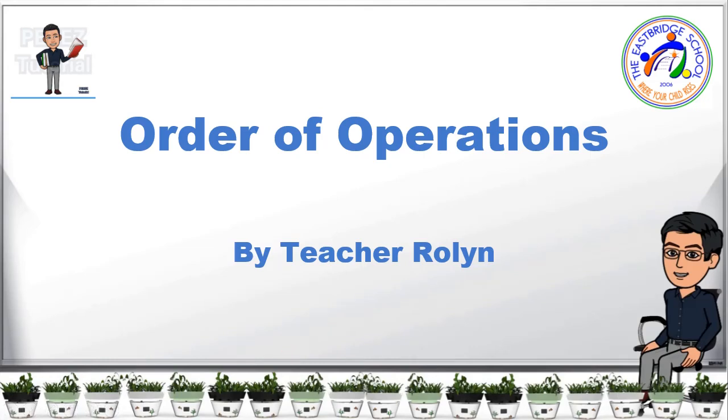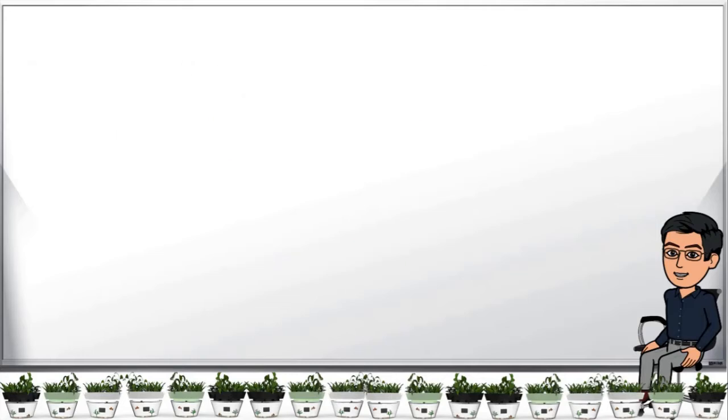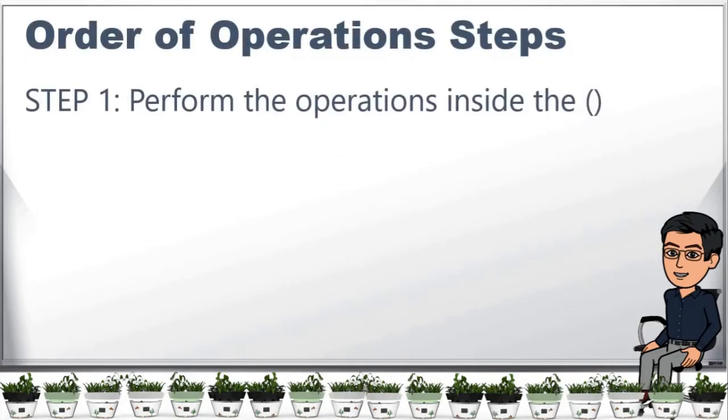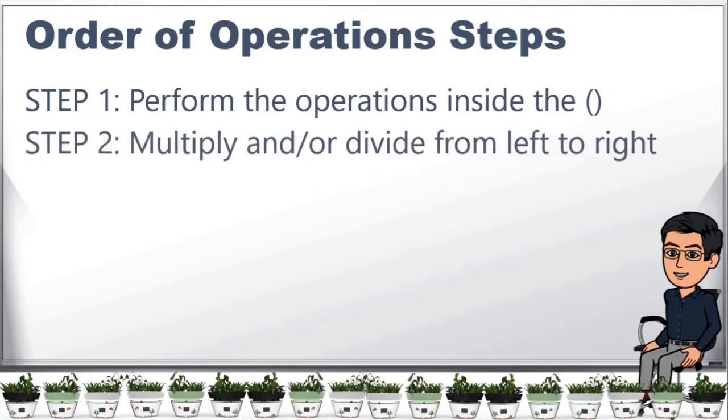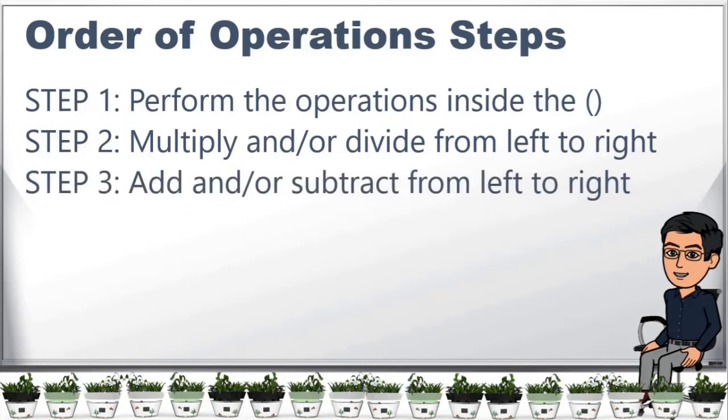Hello children, today we will be learning about order of operations. And let me give you the steps on how to do the order of operations. Step number 1. Perform the operations inside the parentheses. Step number 2. Multiply and or divide from left to right. Step number 3. Add and or subtract from left to right.